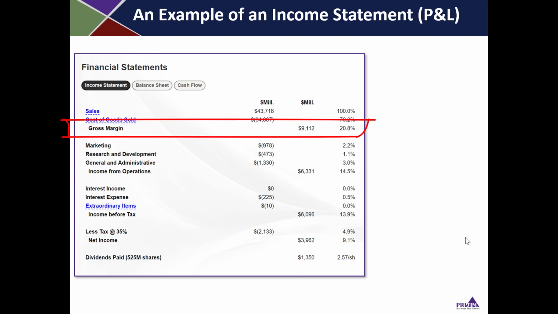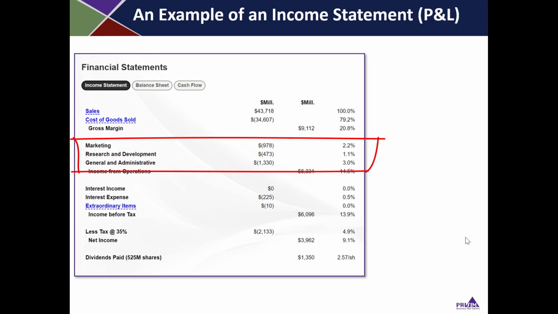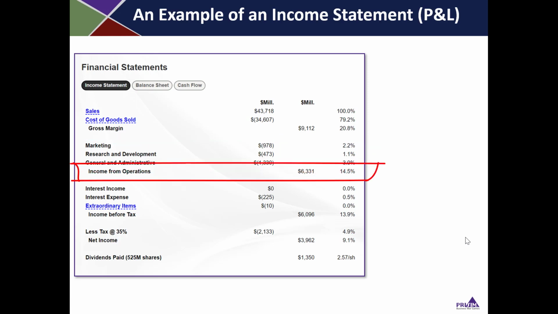And gross profit is a subtotal, what's left over after direct expenses or COGS are taken out of revenue. And this is really what's left over to cover overhead, interest, taxes, and hopefully have some profit left over after it's all said and done. And you see some of the next lines: marketing, research and development, and then general and administrative expenses as well. And then we get another subtotal, income from operations. And this is the amount of operating profit left over before interest, extraordinary expenses, and taxes are taken out.